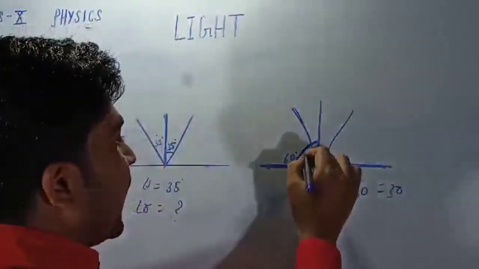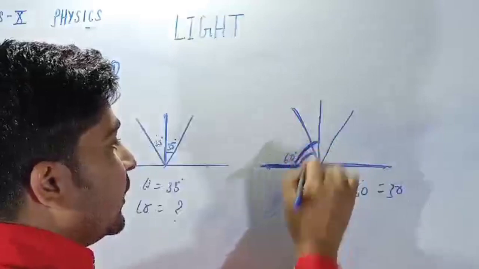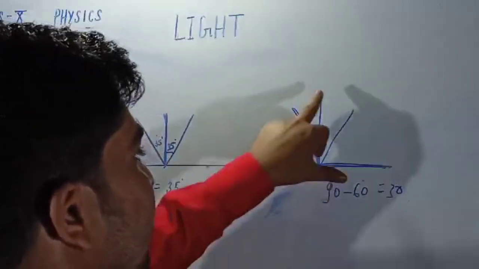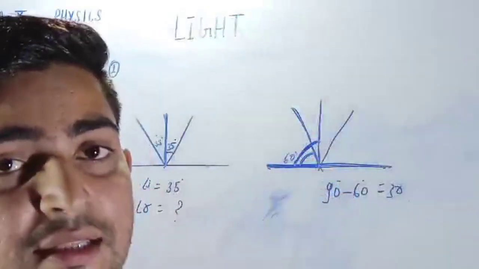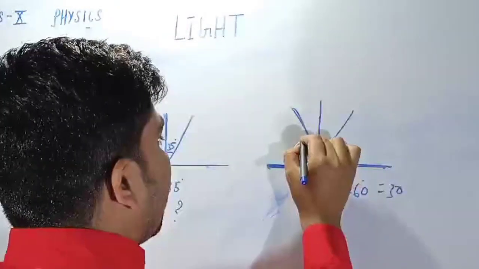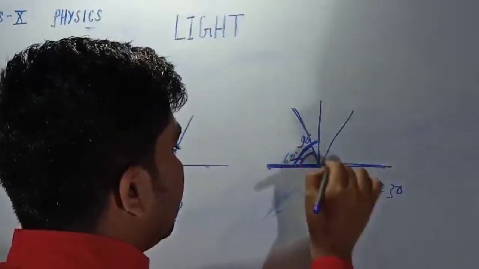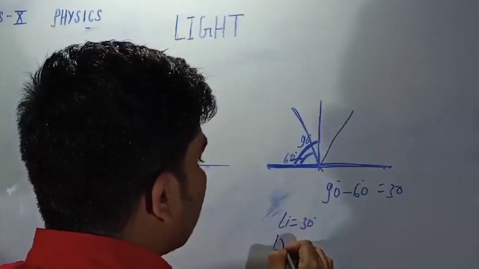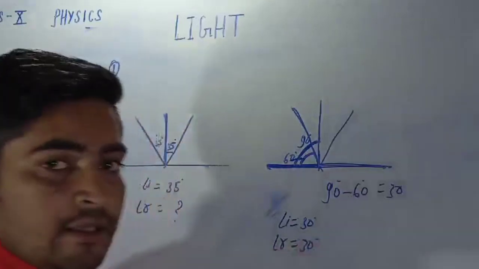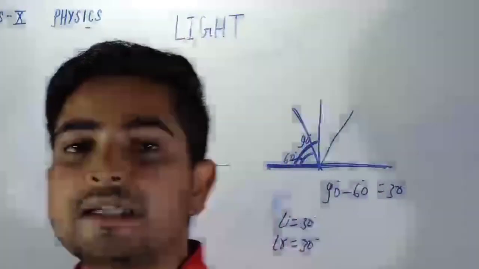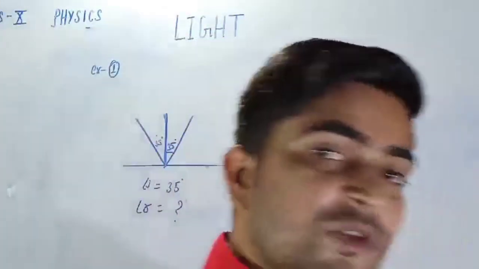That is, the total angle is 90 degrees here. Why 90 degrees? Because the angle between the surface and the normal is always 90 degrees in the law of reflection. So 90 degrees minus 60 degrees is equal to 30 degrees, and when the angle of incidence is equal to 30 degrees, the angle of reflection will also be 30 degrees. So this is the simple methodology by which we can calculate the angle of incidence as well as the angle of reflection. So I am erasing here.